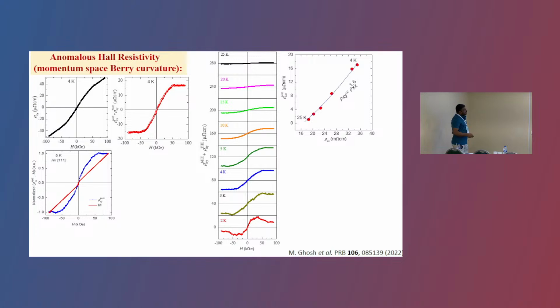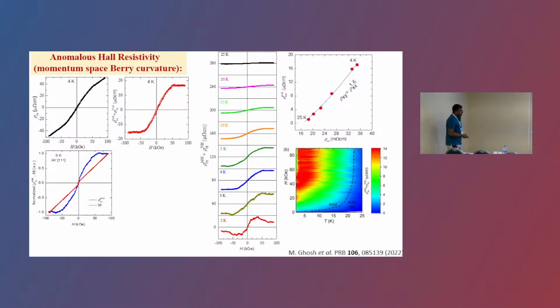Okay, so there is now a standard rule to see the mechanism of the anomalous Hall conductivity, like the scaling relation, rho xy saturation versus rho xx. We have plotted the saturation resistivity versus rho xx at zero field, and you can see that it is following a power law like rho xx to the 1.6. That means the intrinsic origin is suppressed by the presence of disorder in the material.